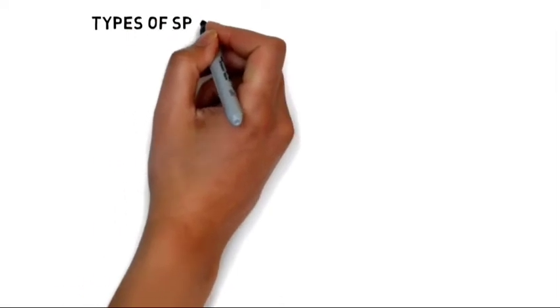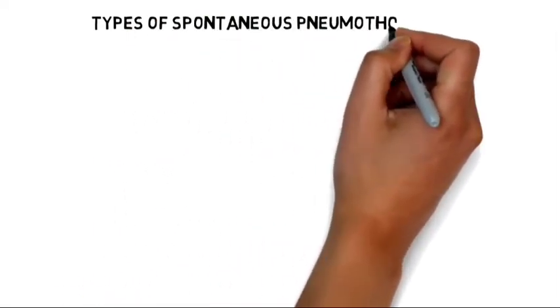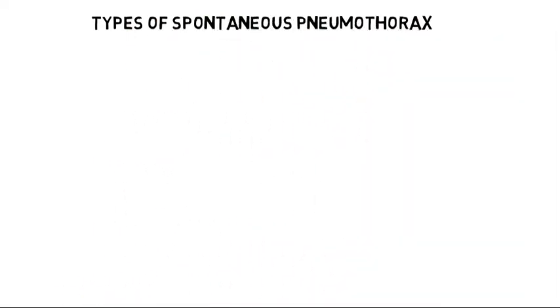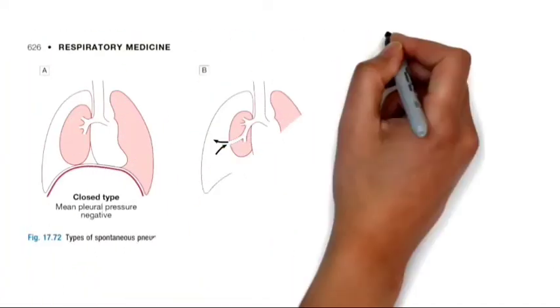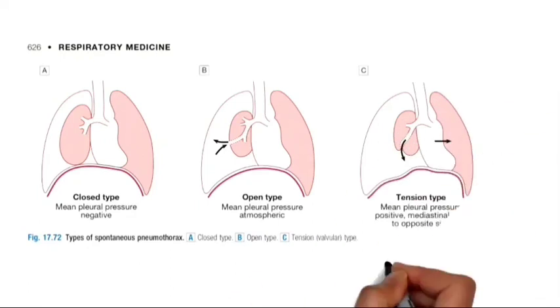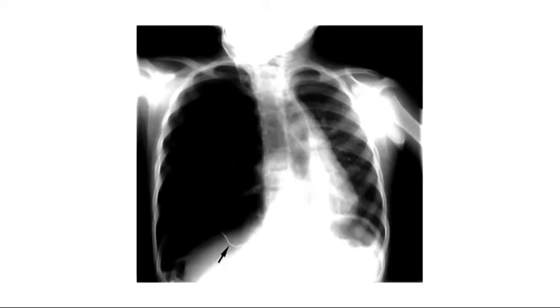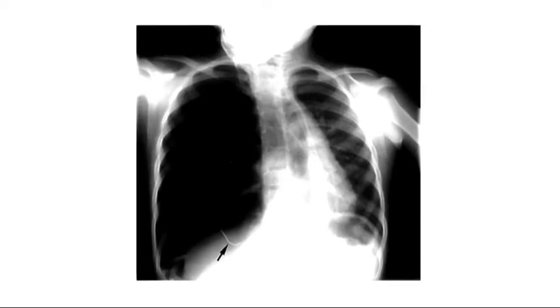Anatomically or for management purposes, spontaneous pneumothorax can be subdivided into three types. Those are closed type, where mean pleural pressure is negative; open type, where mean pleural pressure is atmospheric; and tension type, where mean pleural pressure is positive and the mediastinum shifts to the opposite side. The most life-threatening subtype of spontaneous pneumothorax is called tension pneumothorax.